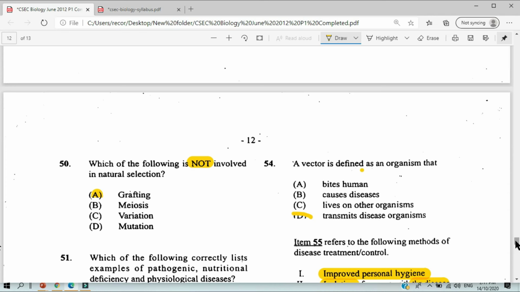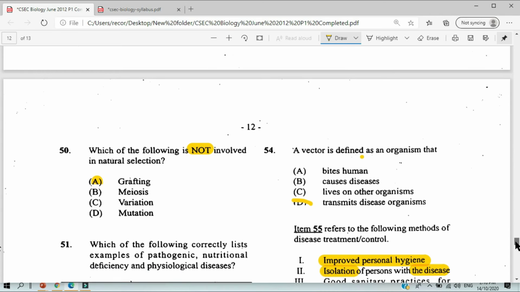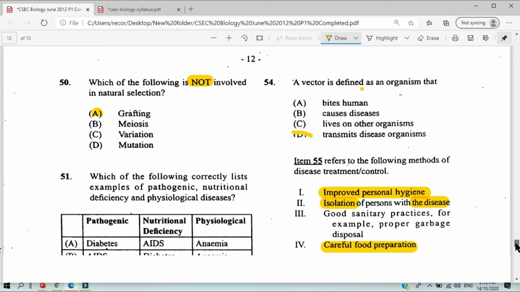54, this is another nice one. A vector is defined as an organism that, we chose D, transmit disease organism. Now you understand, though it is an organism, it could pretty much transmit an organism that has the disease. So a vector pretty much transmits disease causing agents, organisms, that type of thing. Alright, so here we go. So our answer for 54 is going to be D.